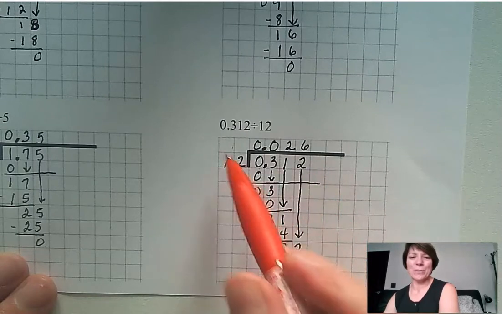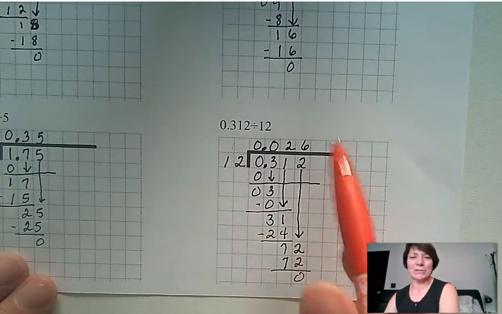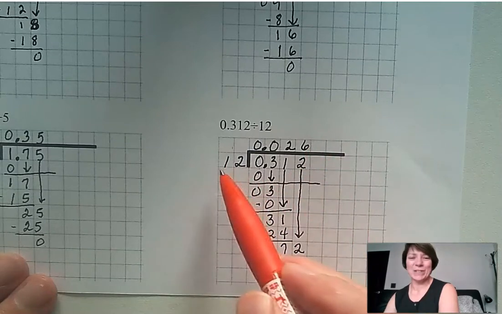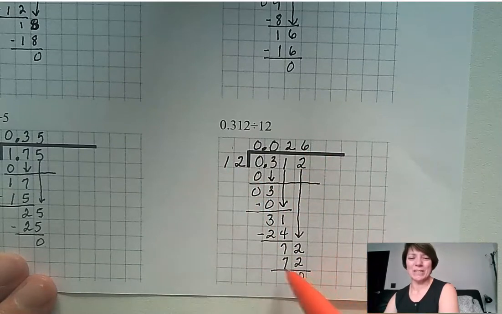Bring down my 2. 12 divides into 72 exactly 6 times. 12 times 6 is 72. 72 minus 72 is 0.